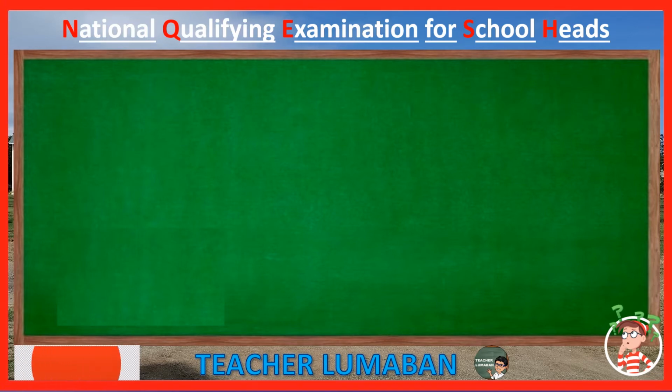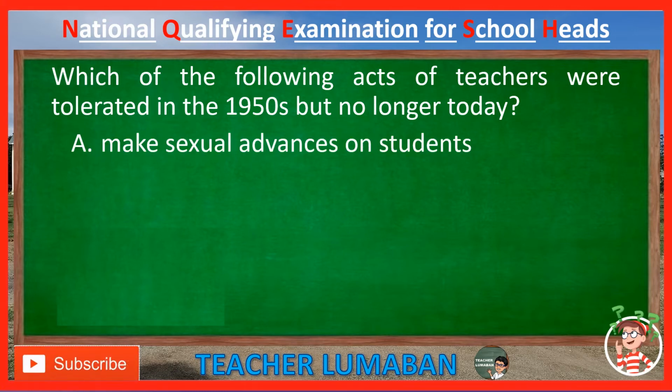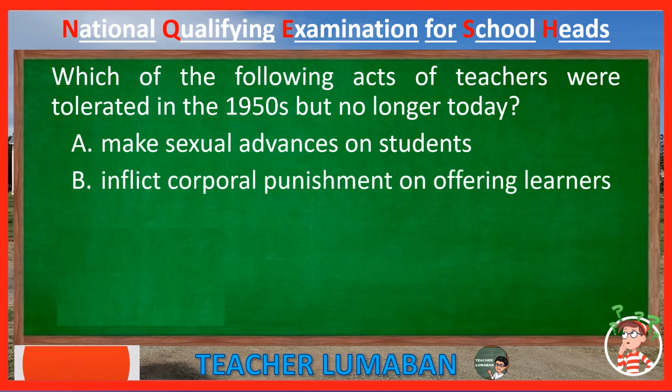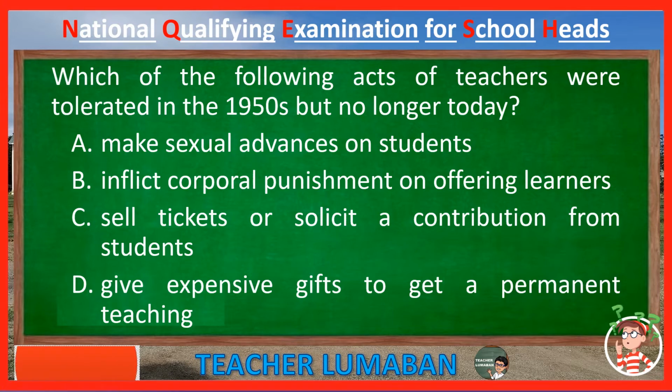Which of the following acts of teachers were tolerated in the 1950s but no longer today? Letter A, make sexual advances on students. Letter B, inflict corporal punishment on offending learners. Letter C, sell tickets or solicit a contribution from students. Letter D, give expensive gifts to get a permanent teaching position. Choose the suitable answer based on the given choices in 5 seconds.